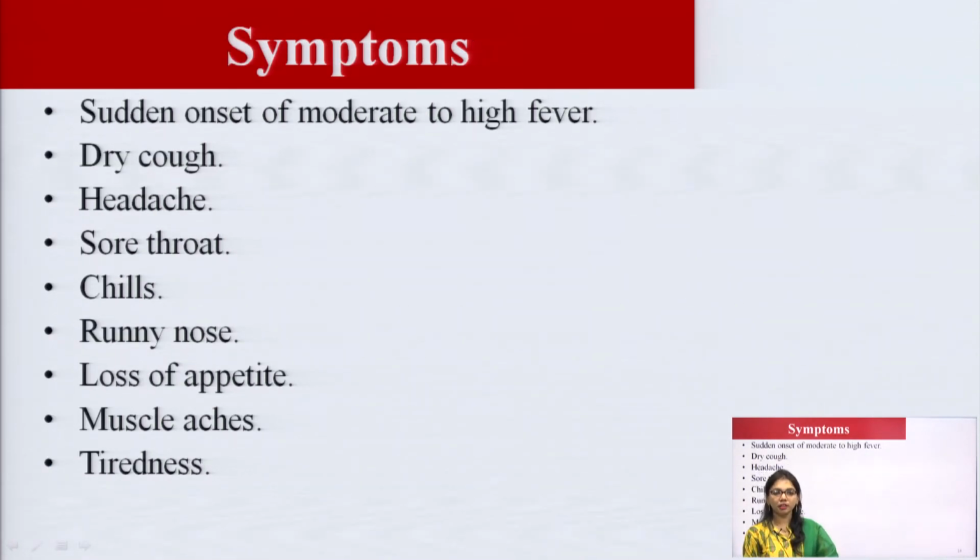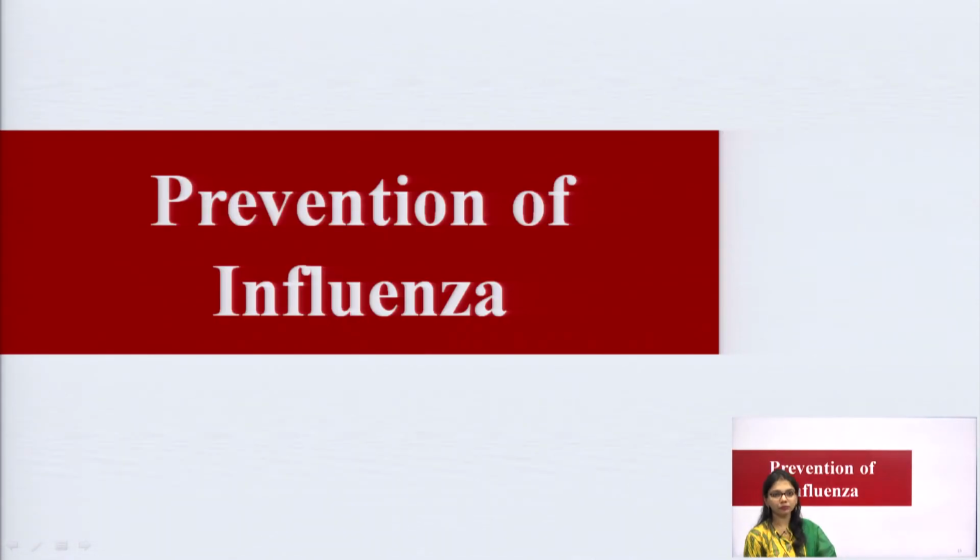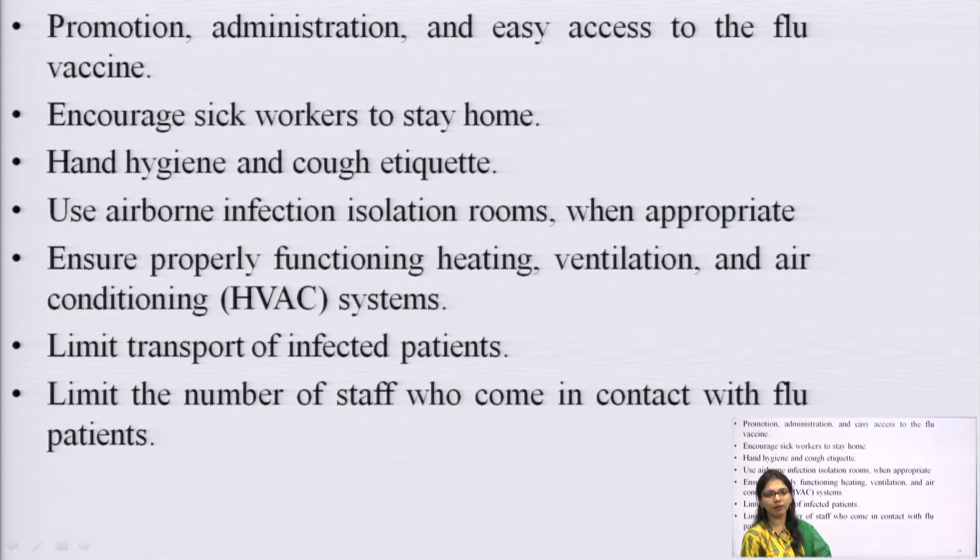The sudden onset of moderate to high fever. These are some symptoms: dry cough, headache, sore throat, chill, running nose, loss of appetite, muscle ache and tiredness. These are the symptoms of influenza. Now we come to the prevention of influenza, how we can prevent it.